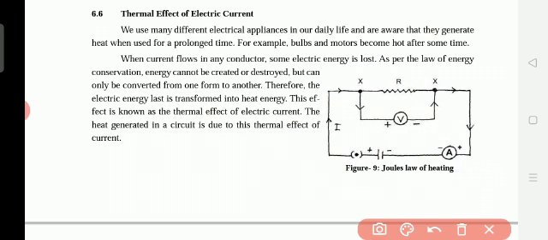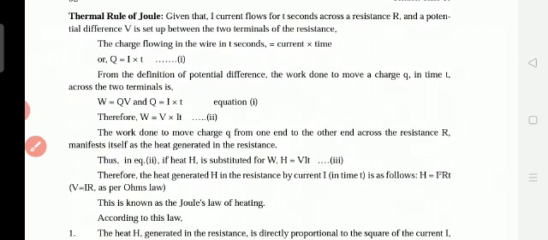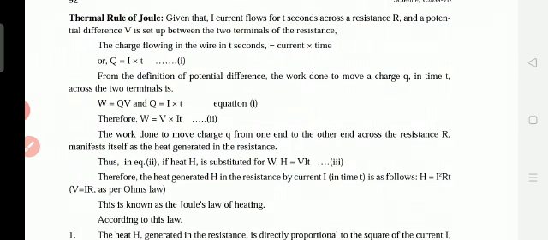So this is the circuit. Okay. So the heat generated in a circuit, generated means produced, the heat produced in a circuit is the thermal effect of current. Okay. So now this is very important. Thermal rule of Joule. So when you keep the Joule, so what is this one?